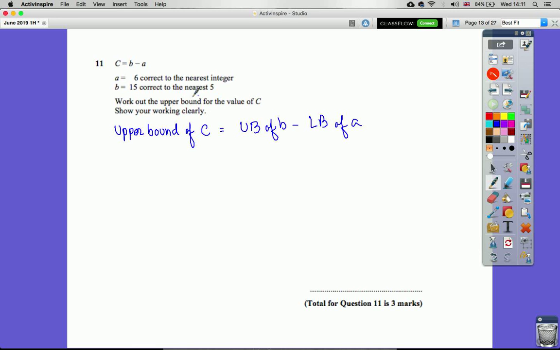B is 15 correct to the nearest 5. So the upper bound of B will be 15 plus 2.5, which is 17.5. Because it's correct to the nearest 5, I need to halve 5 and add it on to 15 to get the upper bound. And if I needed the lower bound, then I would have subtracted 2.5 to get the lower bound. So that's 17.5.